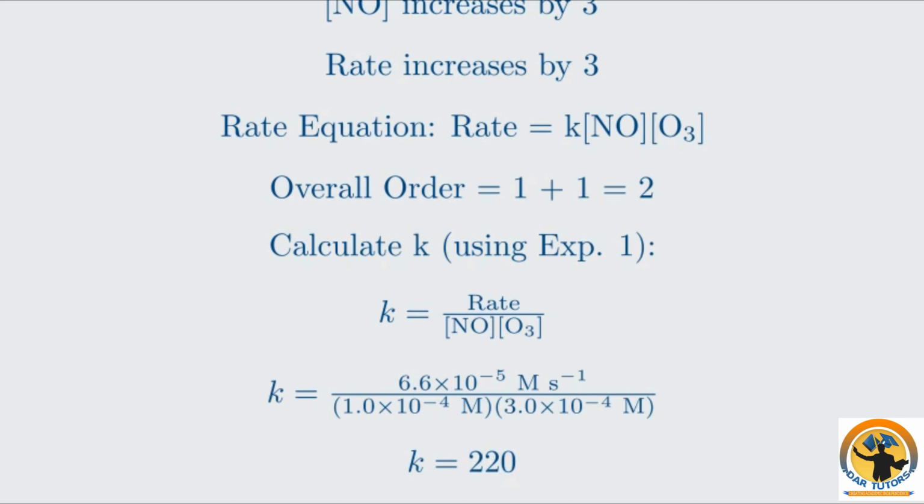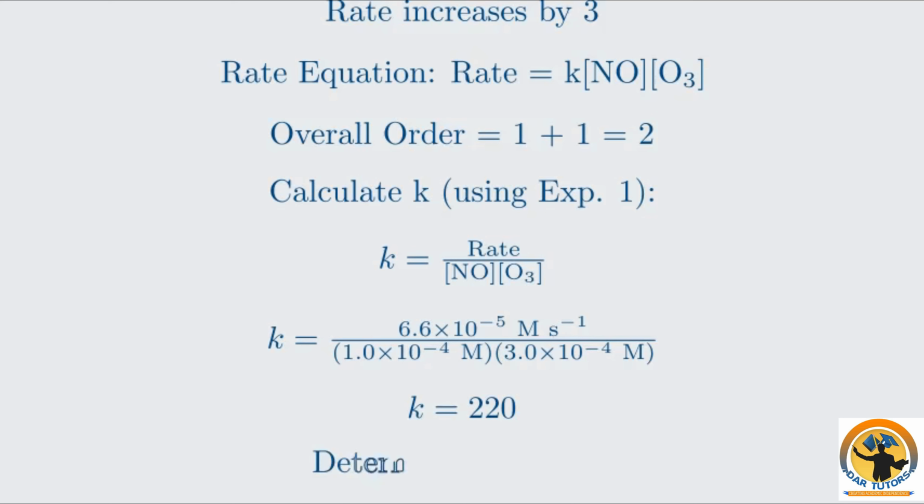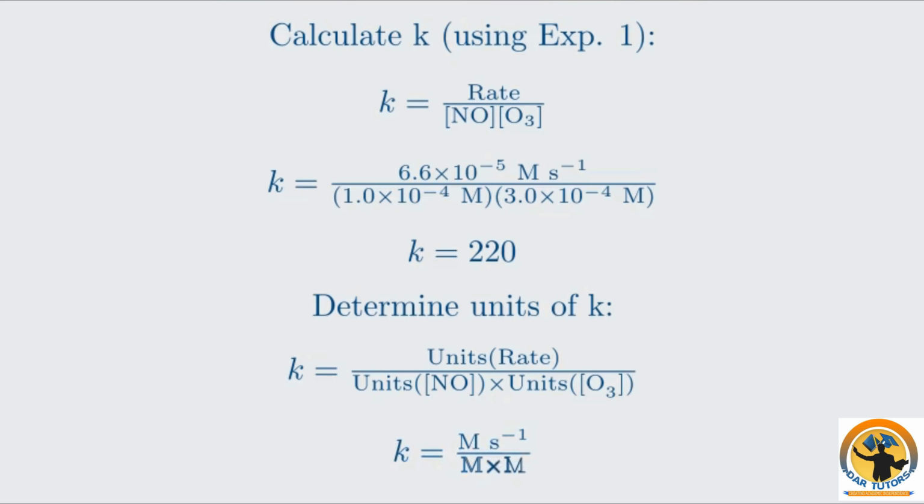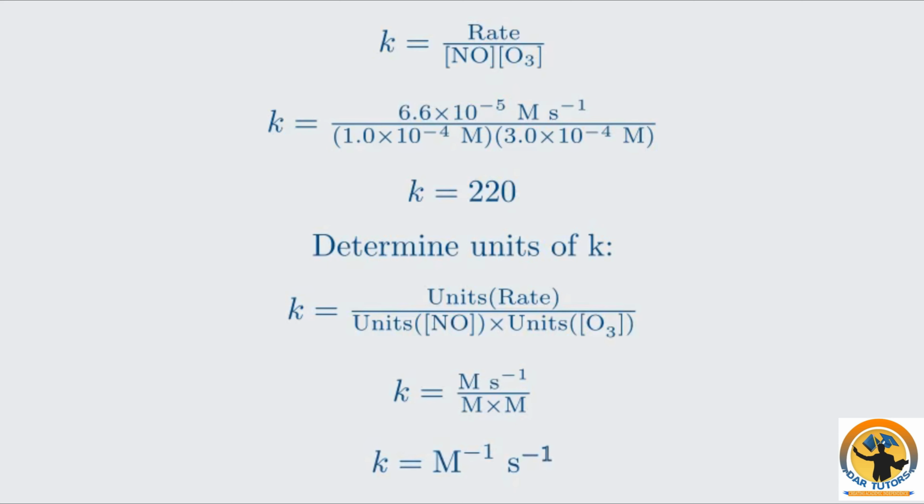Finally, let's determine the units of K. We can do this from the equation. The units for rate are M per second. The units for the concentrations in the denominator are M squared. M divided by M squared is 1 over M, or M to the negative 1. So the units for K are moles per liter to the negative 1 second to the negative 1.